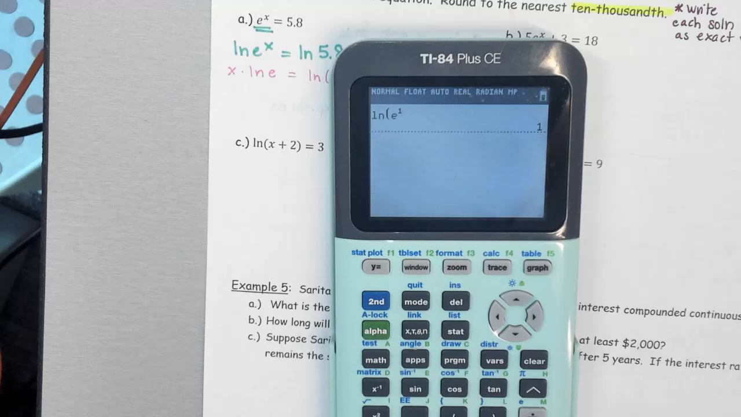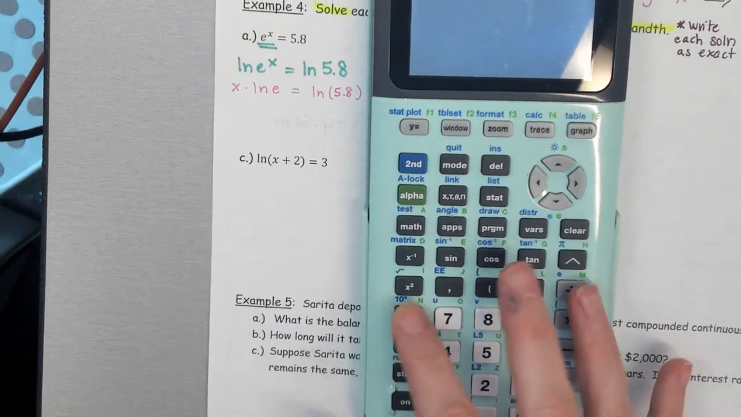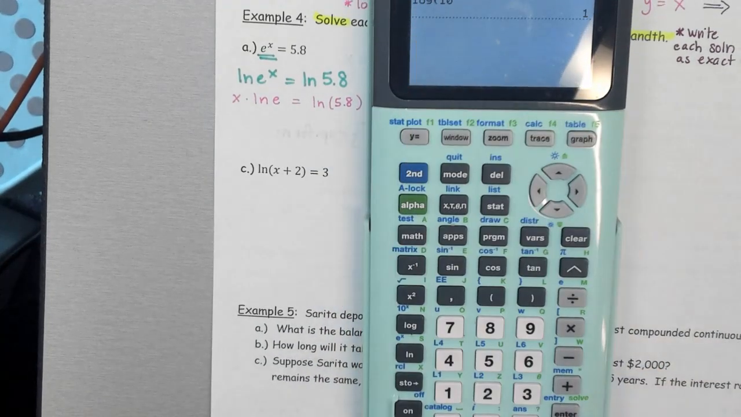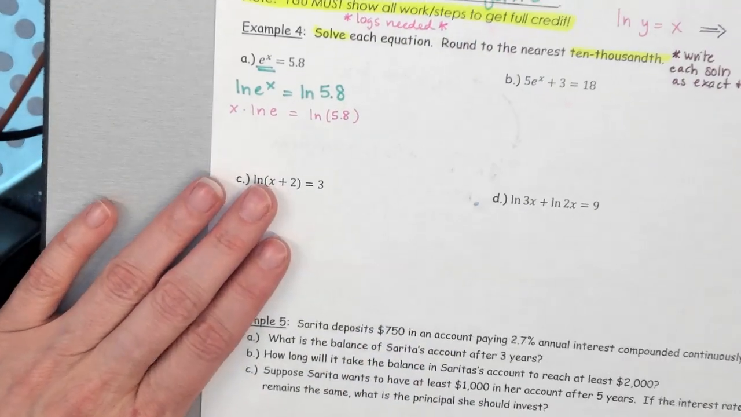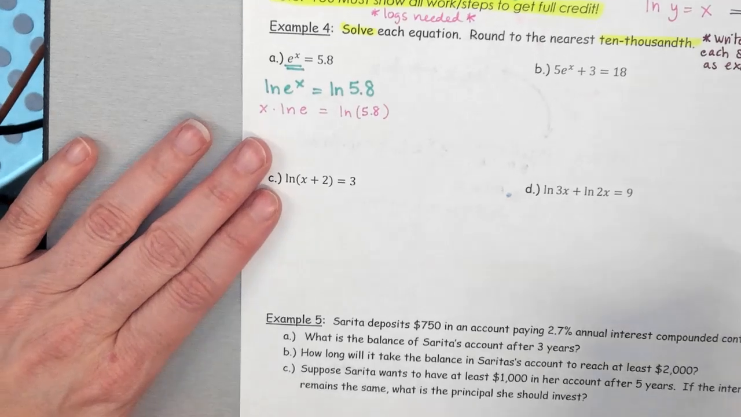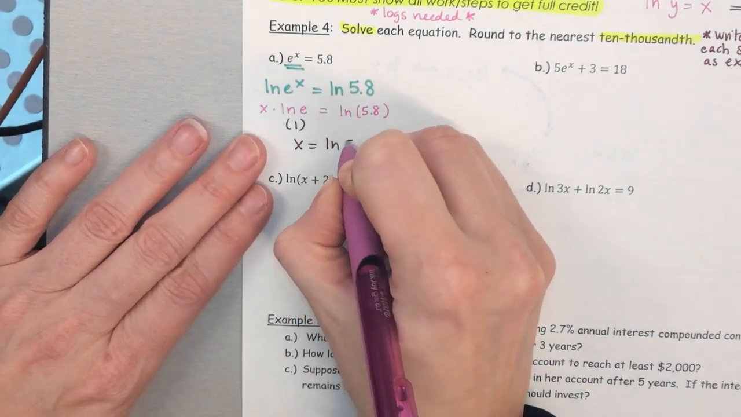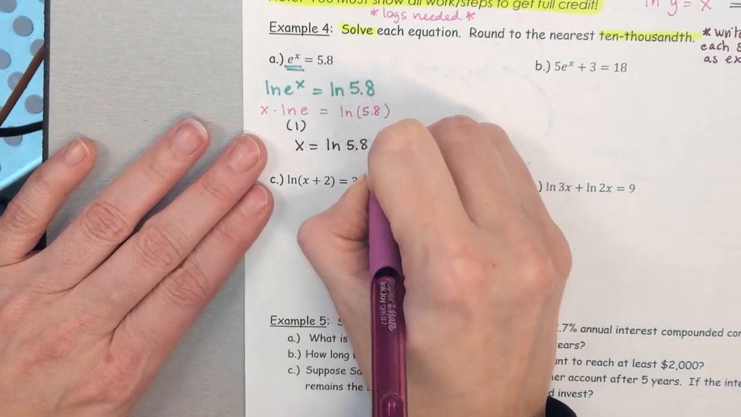Yeah, so when the base is the same as what you're taking the log of, it's going to be 1. Okay, that's why if you do your log of 10, the base is 10, that's why it's 1. So you can think of those as canceling each other out. If I do x times 1, I just get x. So natural log of 5.8, that's going to be my exact value.